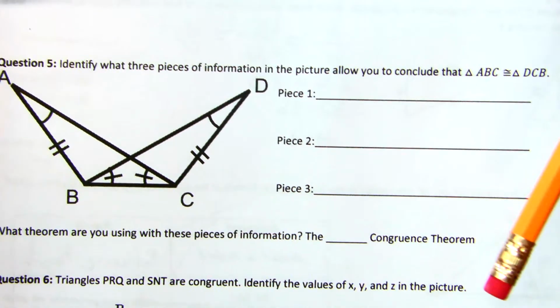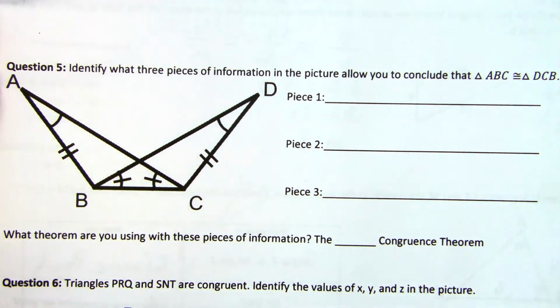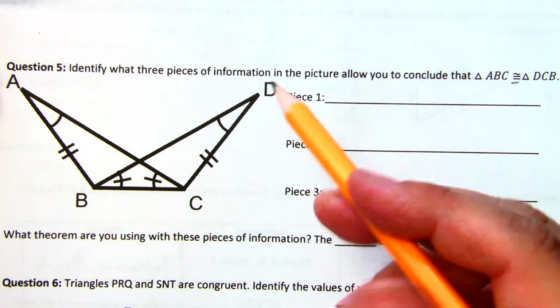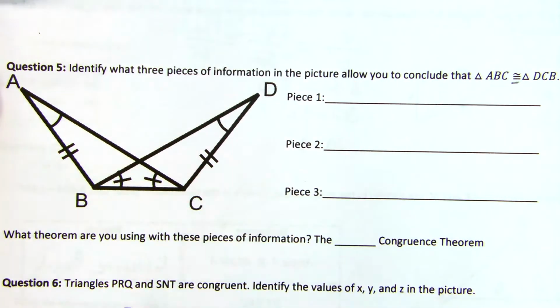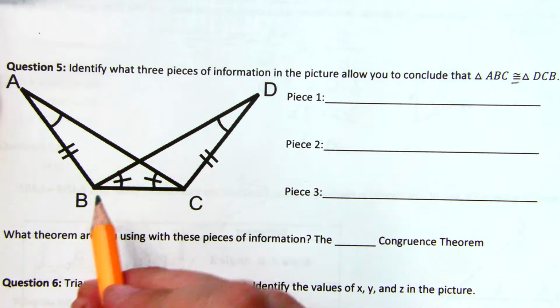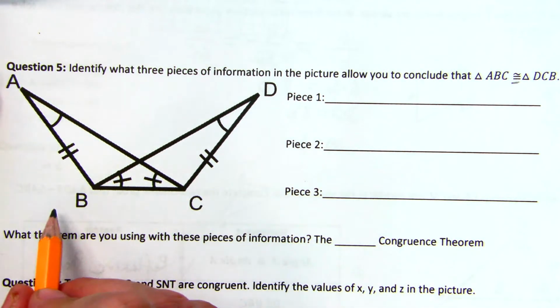Question 5. Identify what three pieces of information in the picture allow you to conclude that triangle ABC is congruent to triangle DCB. Make sure you read that, congruent. Okay, so what do we need to show, what are we going to use to show congruence in this case? Well, we've got these two triangles. This is a weird picture. It helps, I think, to draw the two triangles separately.